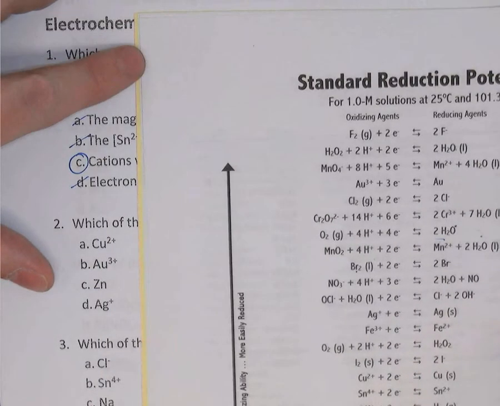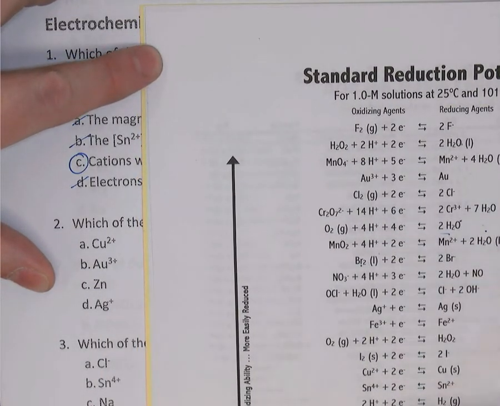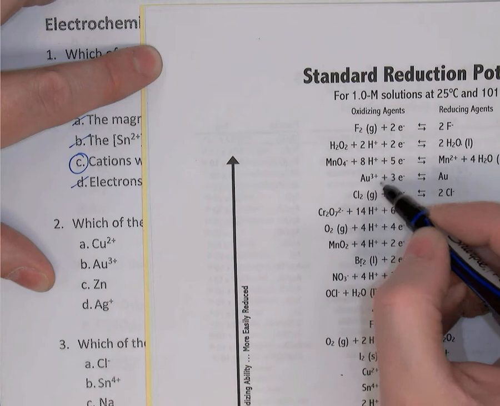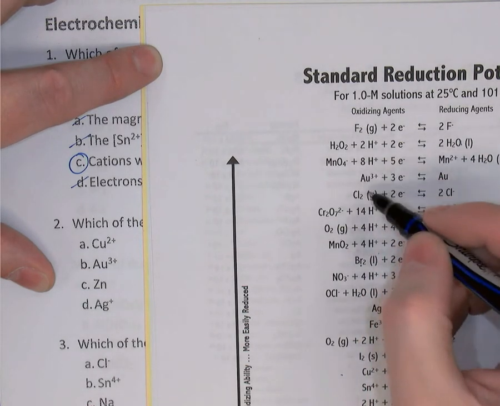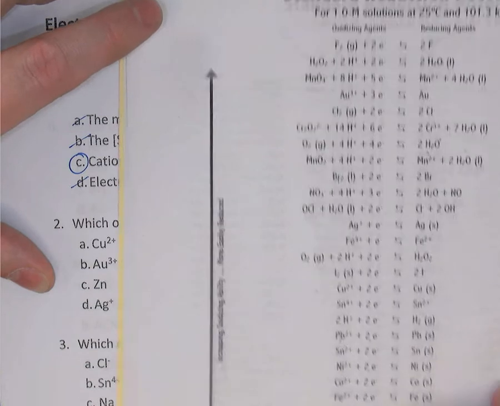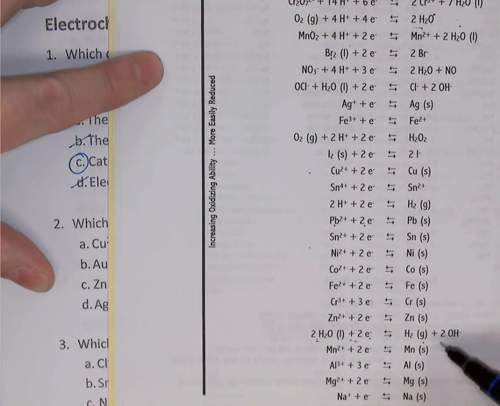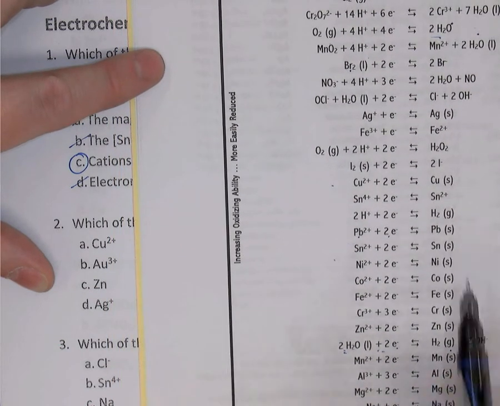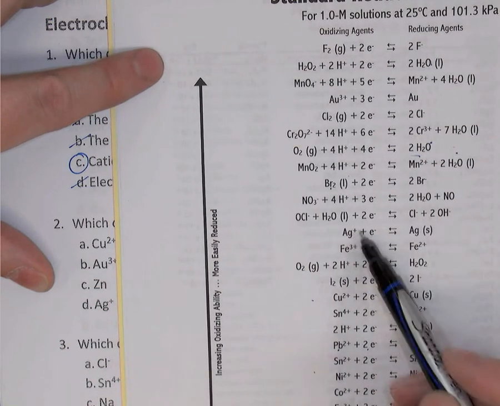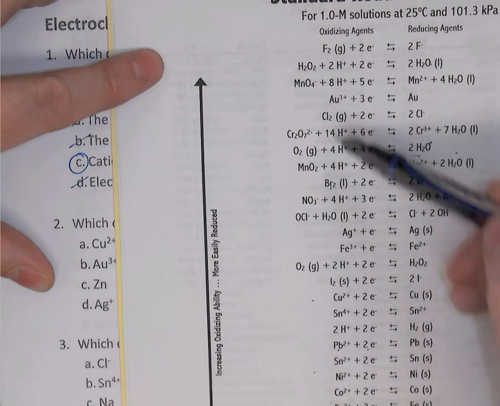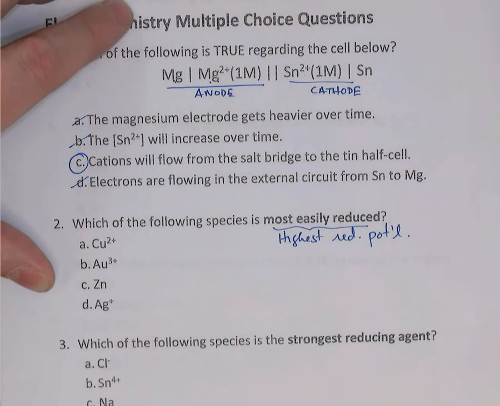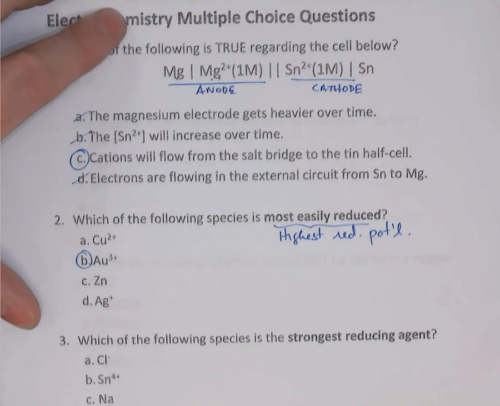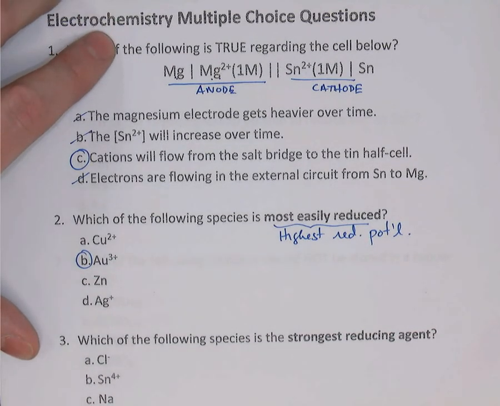So looking at the choices, copper 2 plus is a possibility, it's right here. Gold 3 plus is a possibility, it's on the left and it's higher than copper, so gold right now is my best choice. Zinc is actually down at the bottom of the table and it's on the wrong side. Zinc is on the right hand side, so zinc actually would not be reduced. Silver cations could be reduced, they're here on the left side of this equation, but they're actually below gold, so silver has a lower potential than gold. So gold 3 positive was the one that was most easily reduced. It had the highest reduction potential.